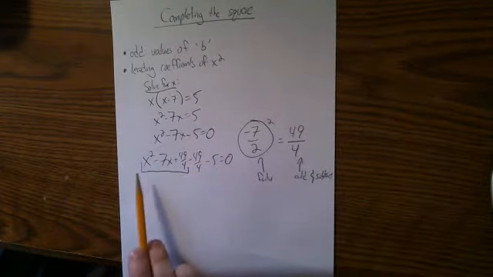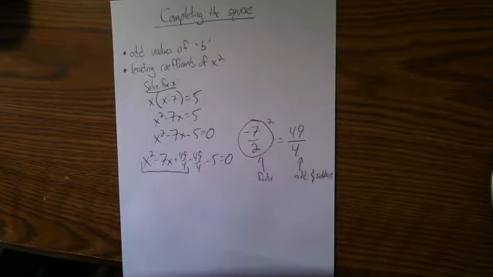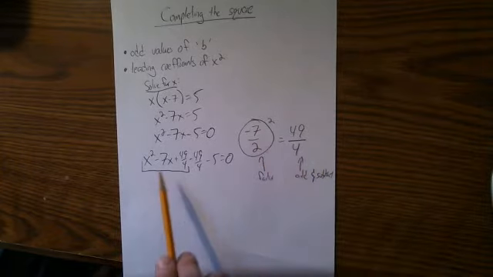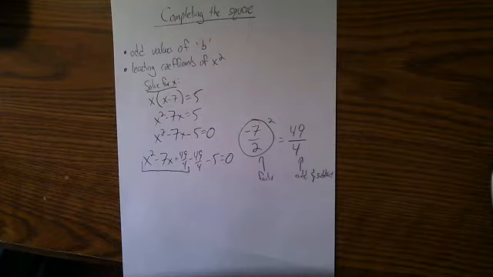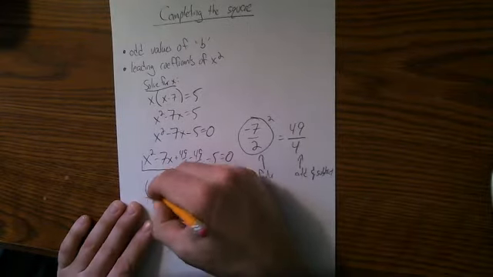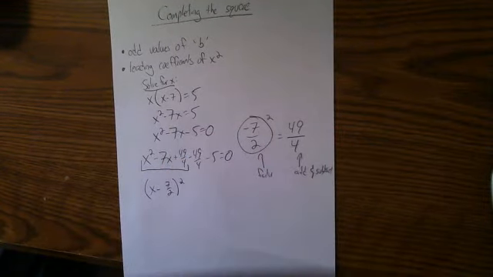Now this could take a while to think about the factors. Fortunately for us, as soon as you divide by 2, this is your factor. So we have x minus 7 over 2 times x minus 7 over 2 is x squared minus 7x plus 49 over 4. So again, fortunately, we don't have to think about it because this is my factor.